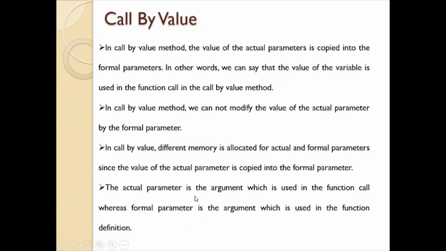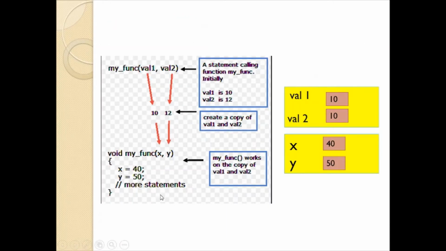The parameter which is used in the function call is called as argument, and the parameter which is used in the function definition is called as formal parameter. So here you can see an example. We are calling a function myfunction and we are passing some values, value1 and value2. Here value1 and value2 are having the values 10 and 20 initially.